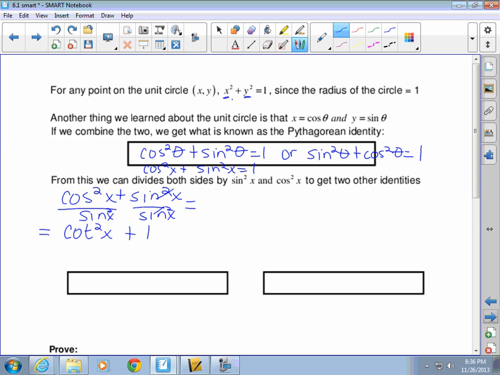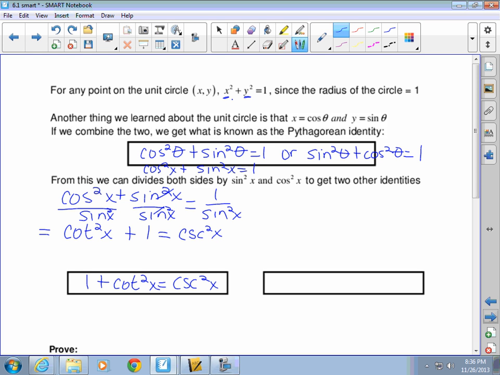Cos squared x plus sine squared x is equal to 1, so if I put that over sine squared x, 1 over sine squared x is the same as cosecant squared x. So that is one manipulation of the Pythagorean identity, and usually the way we write it is 1 plus, you put the 1 first, cotangent squared x is equal to cosecant squared x.